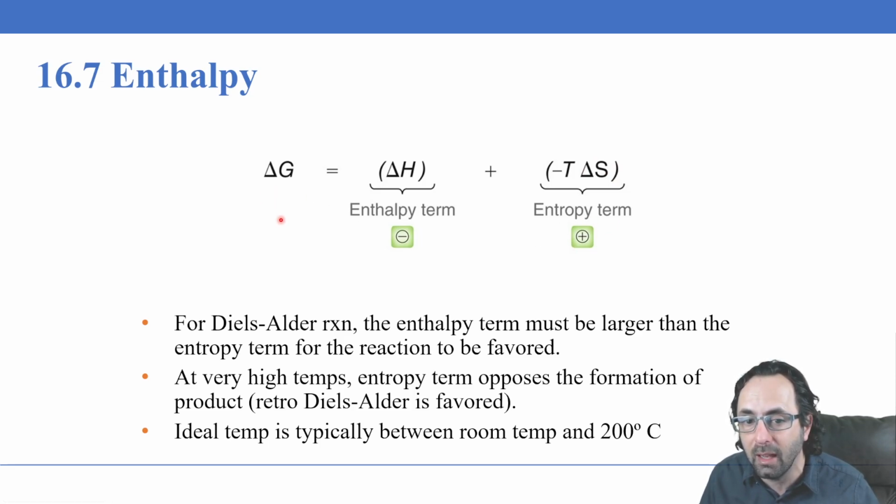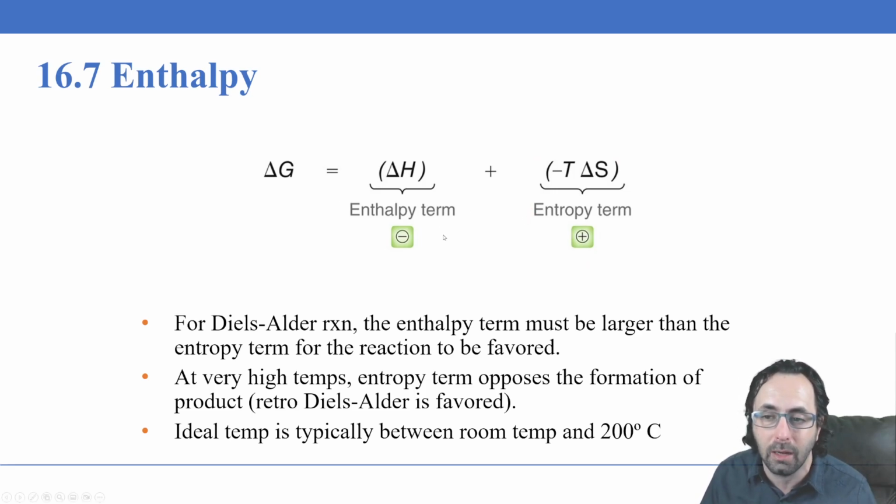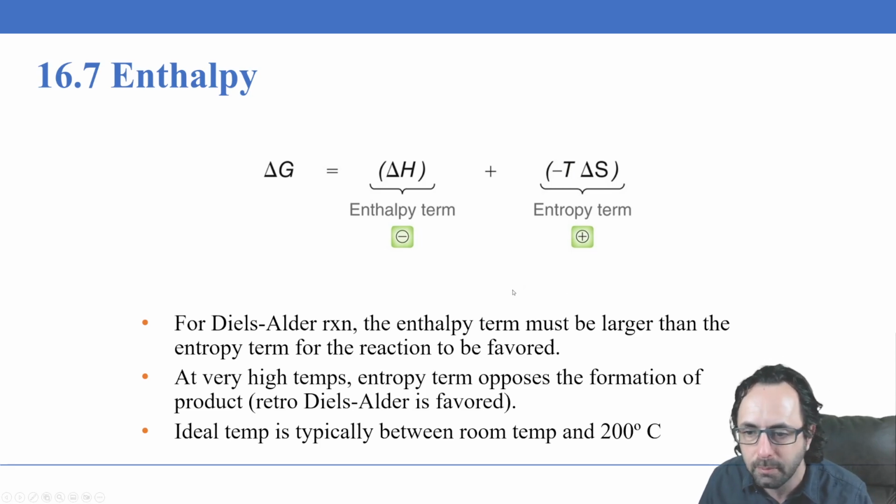And when delta G is negative, that means the reaction is spontaneous. When it is positive, it means it's not spontaneous. And so the larger this entropy term gets, the less spontaneous the reaction is, and this term gets larger when temperature is increased.